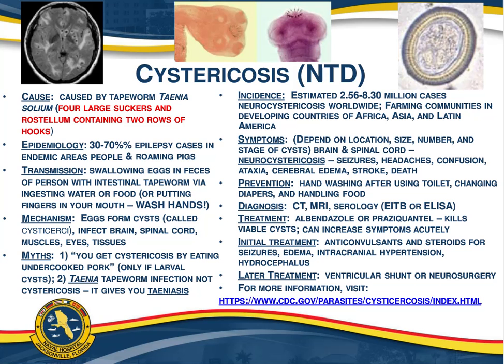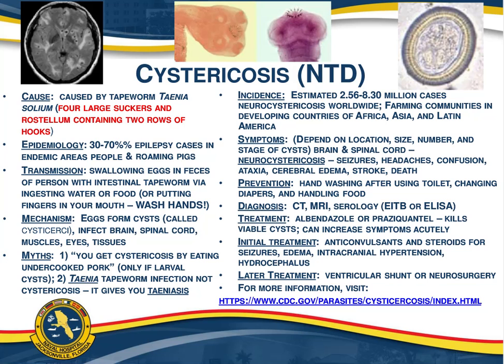And so a couple myths that people sometimes hear. You get cysticercosis by eating undercooked pork. Not possible. Only if there are larval cysts inside of the uncooked pork. So eating uncooked pork by itself that's not infected is not going to give you a tapeworm. So the Taenia tapeworm infection is not cysticercosis, by the way.